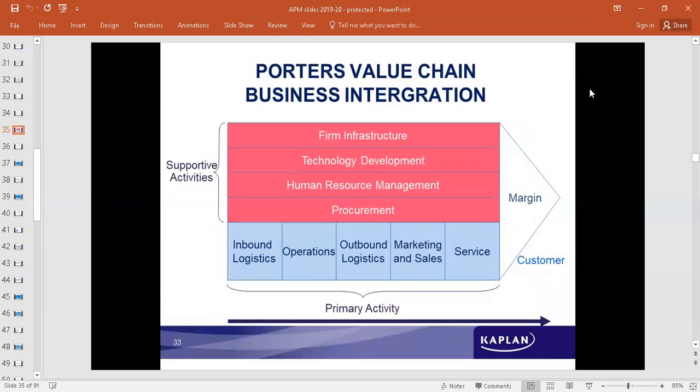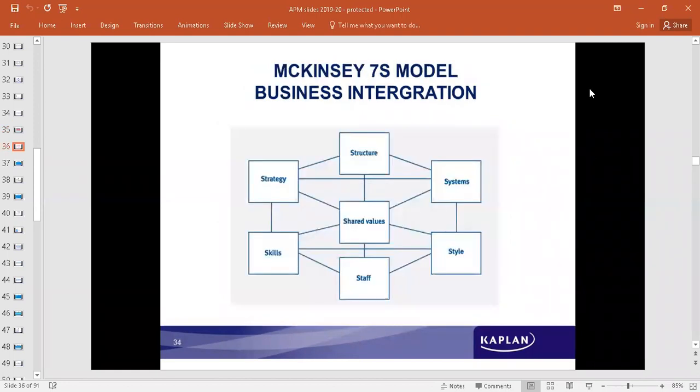Now, the next concept is about business integration. How do we look at the organization as a whole? What is it made up of? There are two models given by two people. One is given by Porter. Porter has explained the entire organization in his business integration model, called the value chain business integration. Another person is McKinsey. McKinsey also has explained the organization as a business integration model. He explained it with S. There are 7S he used, and it is known as McKinsey's 7S model of business integration.